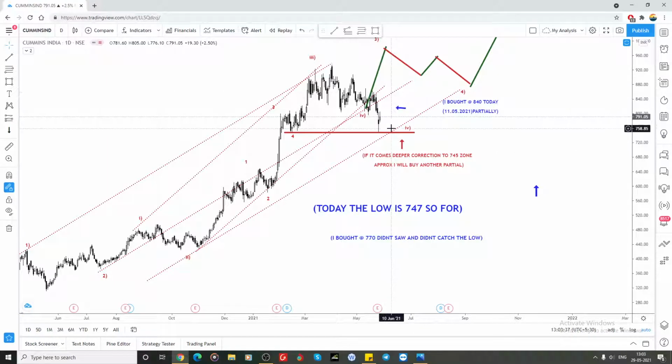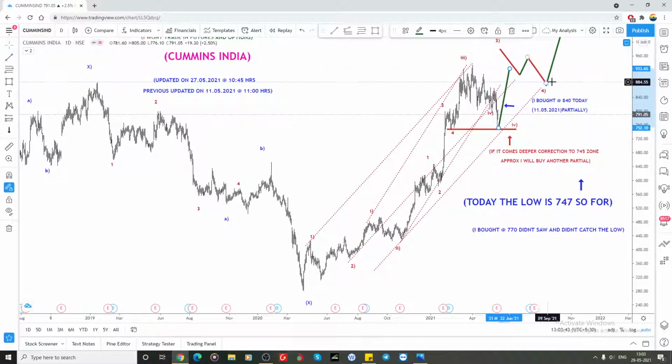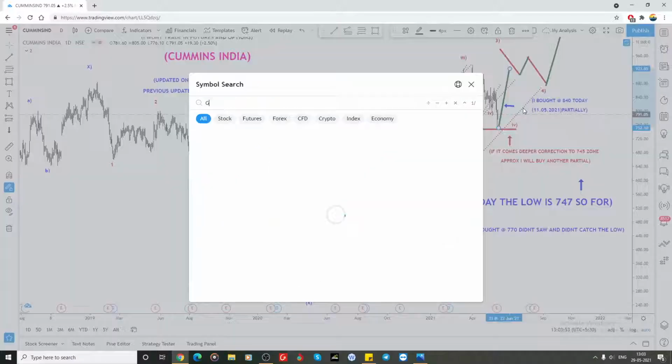So let's wait for that to confirm whether this is the 4th wave, right? If it is a 4th wave, and again it has to reach that 5th wave to break this 931. So after that again the bigger 4th wave will come into play. So let's wait for this. And Gabriel.